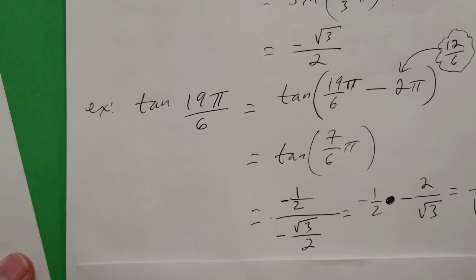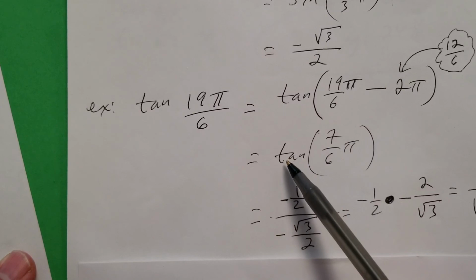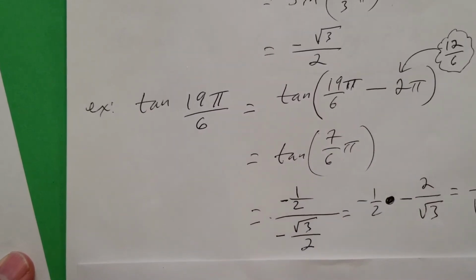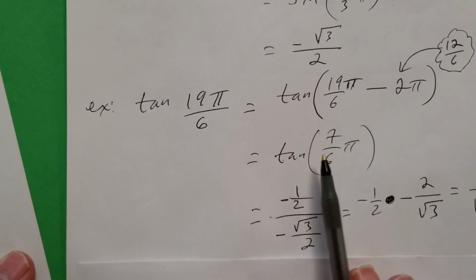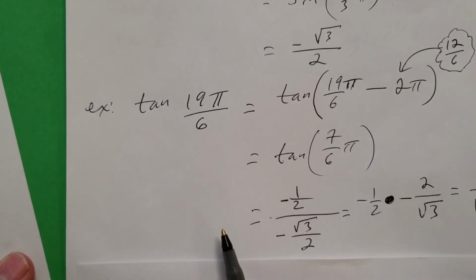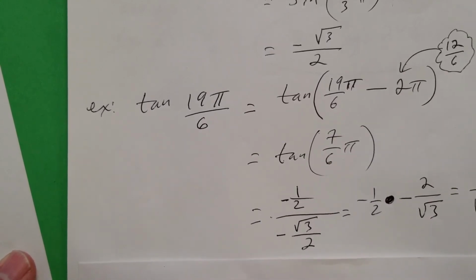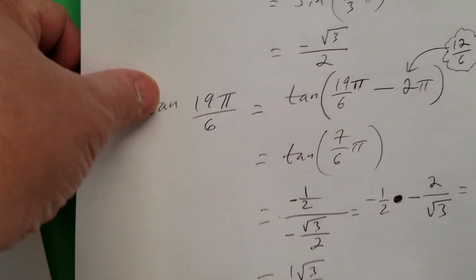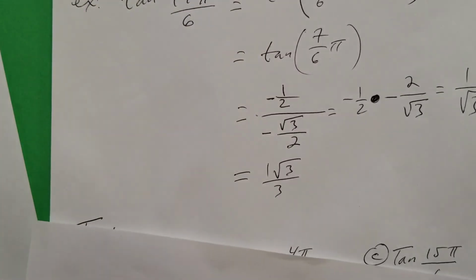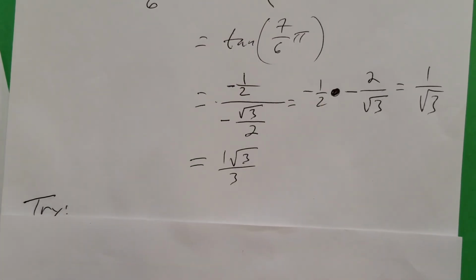If you have a calculator and you want to check your answer, just put in tangent of this, and you'll get the answer. But really, we're dealing with 30-60 triangles, and this is the angle 30 degrees. And you're going to rationalize the answer, and it becomes that.